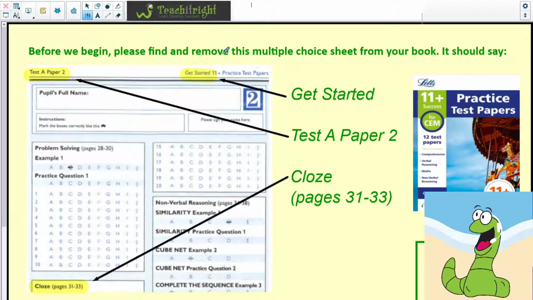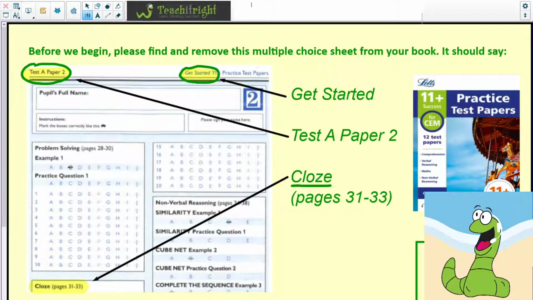It should say, and this is the way of checking that you've got the right sheet, Test A Paper 2, and that should be written at the top, and also Get Started. It's really important that you have the right sheet, so you'll be able to mark the answers down on here. This is really what we want you practicing during this block, transferring the answers onto a separate sheet. We are going to be focusing on the close part of this sheet, which is down in the bottom corner here, and it'll be on pages 31 to 33.